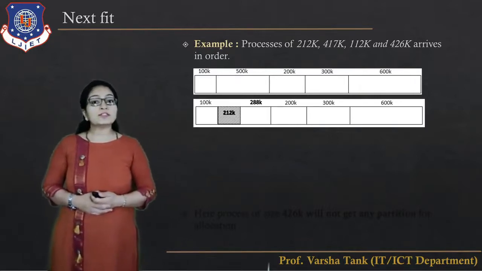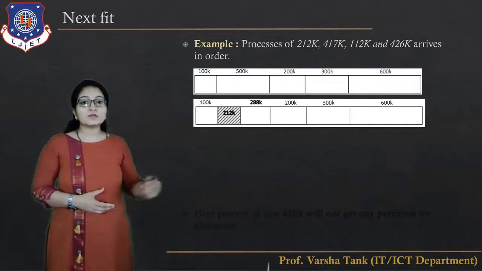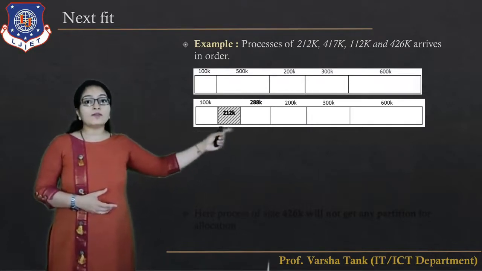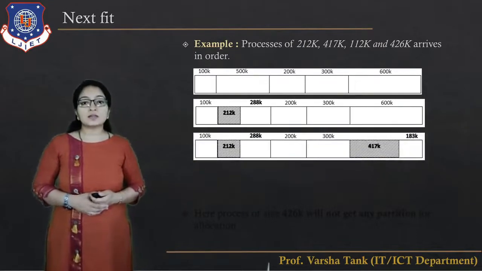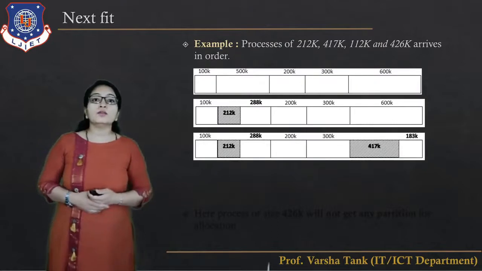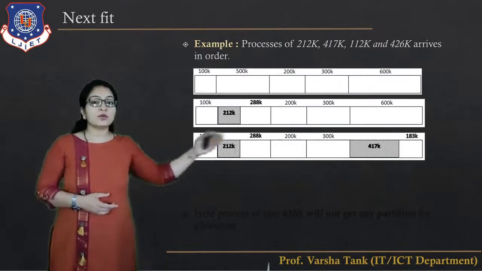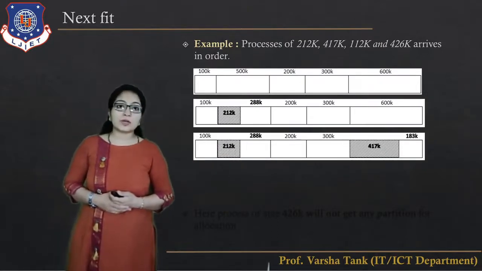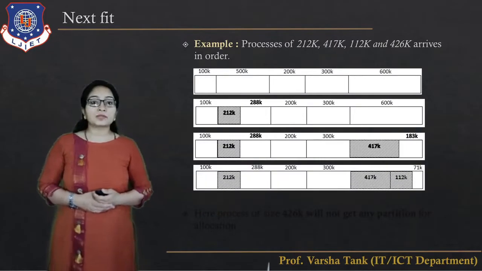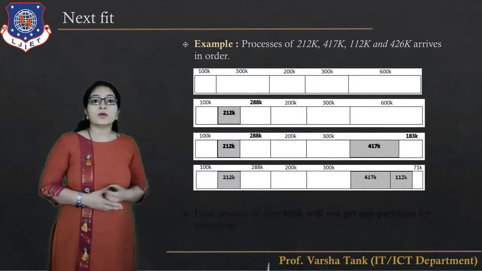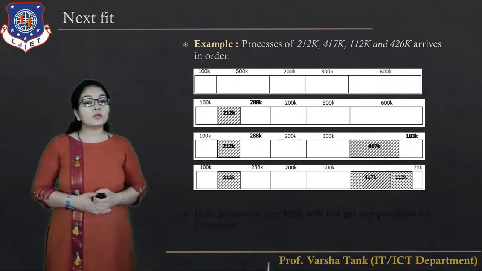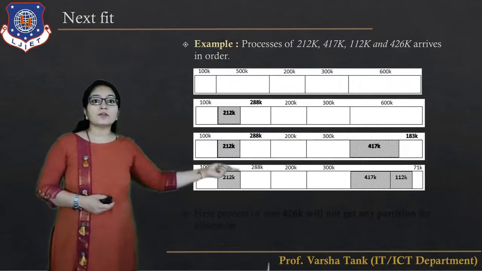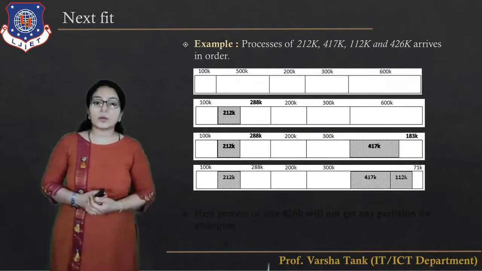Now the CPU will start searching from this point. After the 212 ends, at this point the CPU will start searching. Now next is the 417K. Here you can see the 417K is allocated, and after that 112K. So 112K will be allocated after the 417K is allocated.